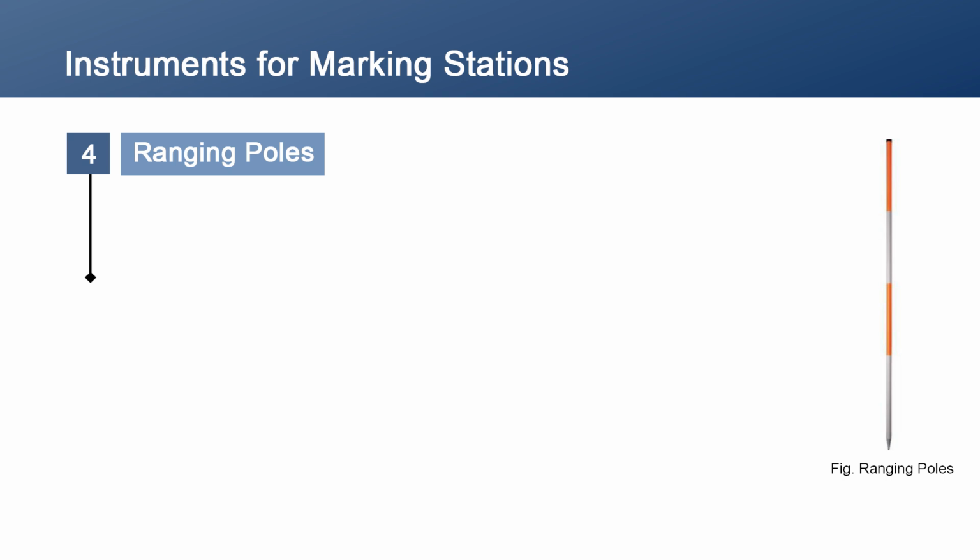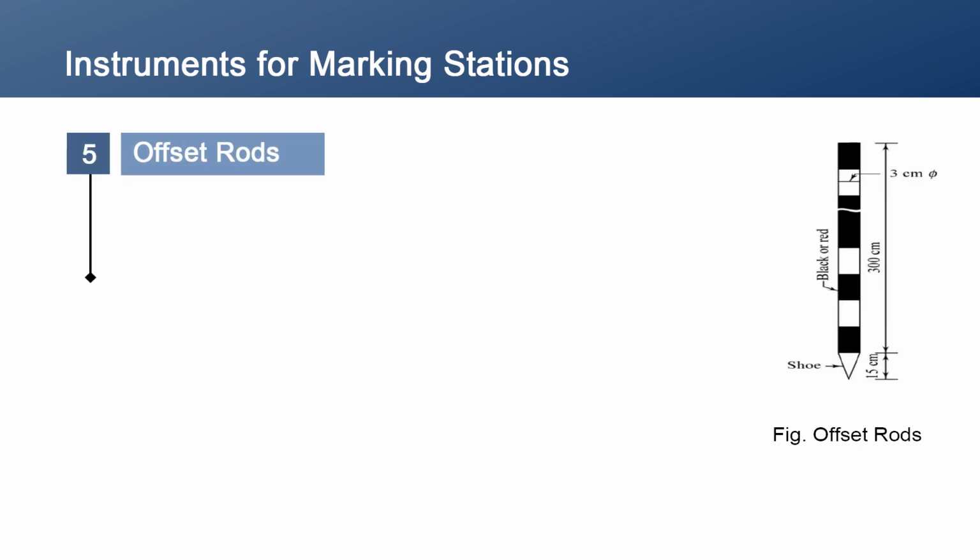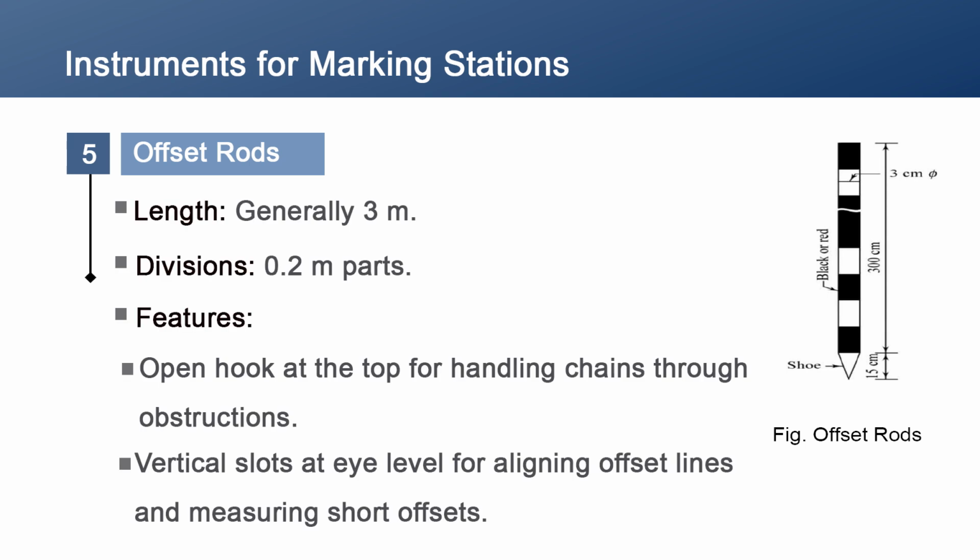Next, the ranging poles. Think of these as a bigger version of ranging rods. They are heavier, 4 meter to 6 meter long and perfect for ranging very long lines in uneven terrain. Next is the offset rod. Similar to ranging rods, these are generally 3 meter long, divided into 0.2 meter parts. The top has an open hook for handling chains through obstructions and there are vertical slots at eye level for aligning offset lines and measuring short offsets.